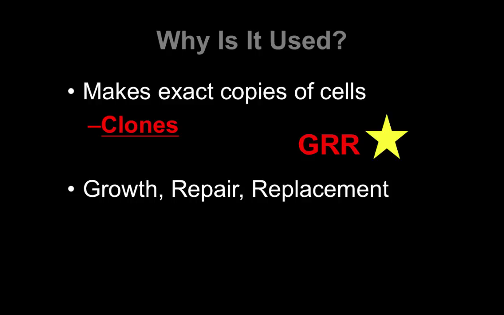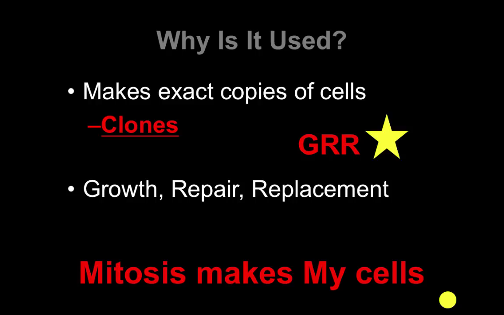And in multicellular organisms like humans, we primarily use it for growth, so when you need more cells because you're getting bigger, repair for things if you get a cut, and replacement because eventually many of your cells wear out. So the acronym GRR: growth, repair, replacement. One of the ways that I remember this is mitosis makes my cells. So if I need new cells in my body, mitosis is going to make those cells.